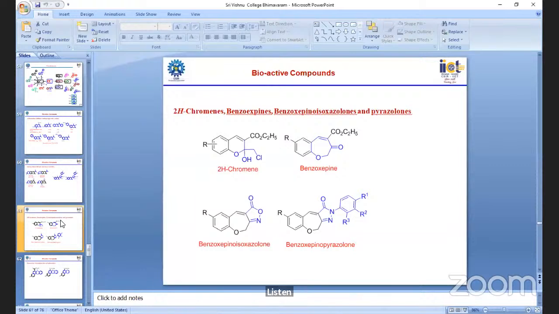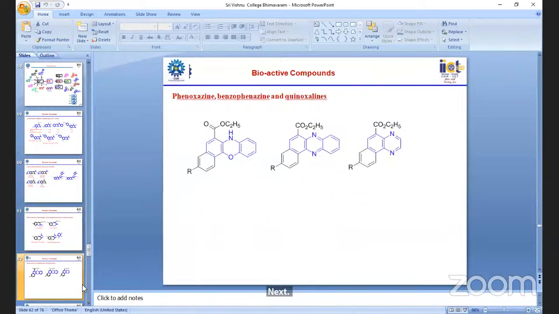Another important compound we have shown is this 2H-chromene, this is the benzoxepine, benzoxepino-isoxazolones, where we got the phenylhydrazine hydrochloride, where we got the pyrazolone compound, and with hydroxylamine we got the isoxazolone. So these are the 4 important compounds we prepared.